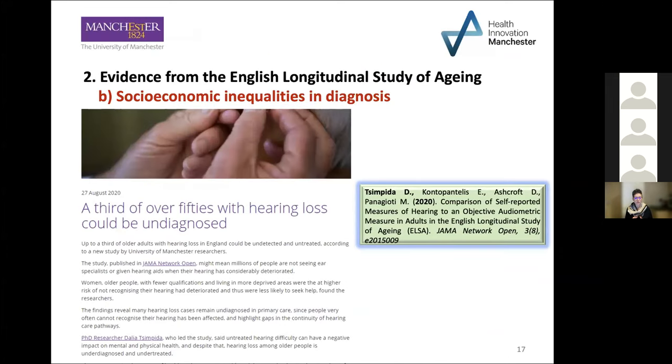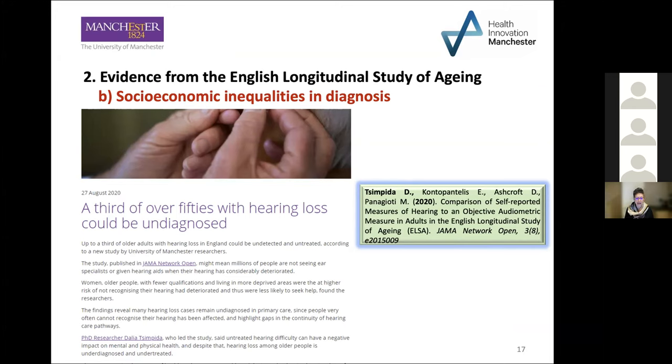Let's now see the socioeconomic inequalities in diagnosis, which is also important for you as the doctors of the future. So in a recent study, we examined patterns of health pathways among older adults in England using hearing data of 8,529 participants aged 50 to 89 years old from the English Longitudinal Study of Ageing. This is a big data set representative of the English older population in England. And we found that up to a third of older adults with hearing loss in England could be undetected and untreated.